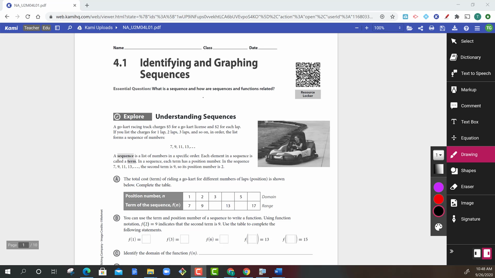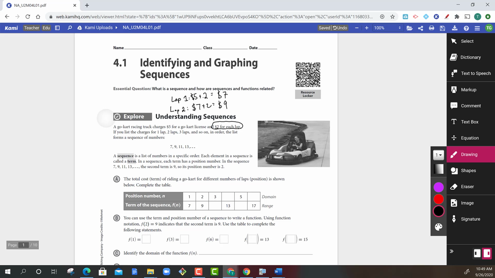All right, a go-kart racing track charges $5 for a go-kart license and $2 for each lap. So that pretty clearly states that after lap 1, there's a $5 initial fee plus $2 for the actual lap. So one lap costs $7. If we add an extra lap, then it's the $7 plus an extra 2, because again, it's $2 for each additional lap. So after 2 laps, it's $9, and you can see we keep increasing by 2.